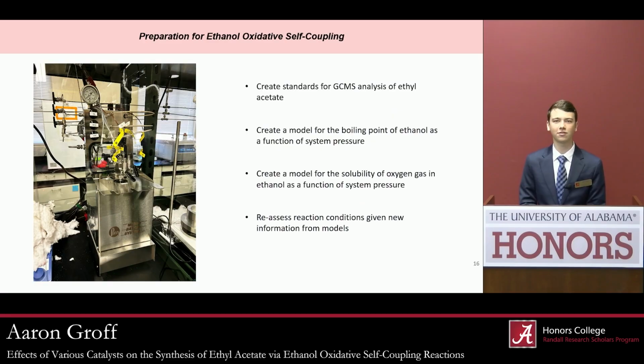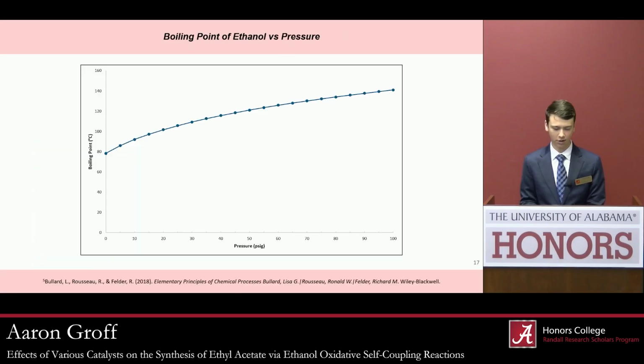Now, I'd like to talk about some of the reactions that we plan to run using these catalysts. The first step was creating standards for GCMS analysis of ethyl acetate. GCMS is basically just a machine that's going to allow us to analyze the product solution that we create and determine how much ethyl acetate has formed inside of it. Next, I created a few models, which I'm going to discuss in the following charts, which allowed me to reassess the reaction conditions given this information.